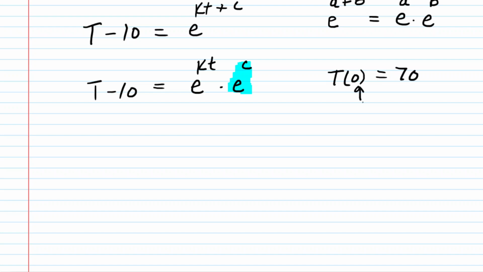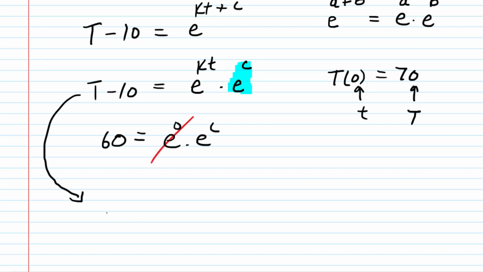So what we're going to do is plug 0 in for little t and 70 in for capital T. If we do that, the left side becomes 70 minus 10, which is just 60. e to the power of 0 times e to the power of c. Recall that e to the power of 0 is just 1. So voila, we can see that e to the power of c is equal to 60.